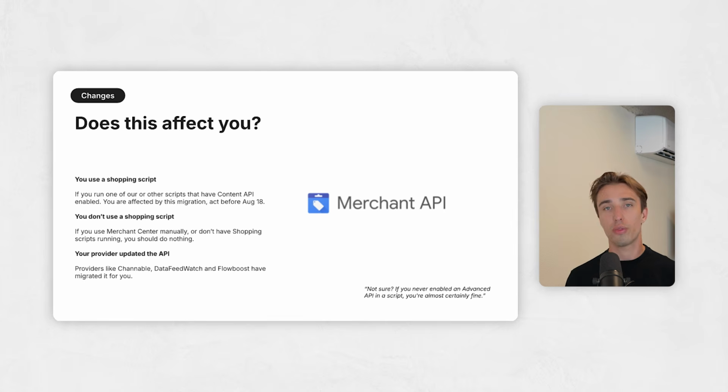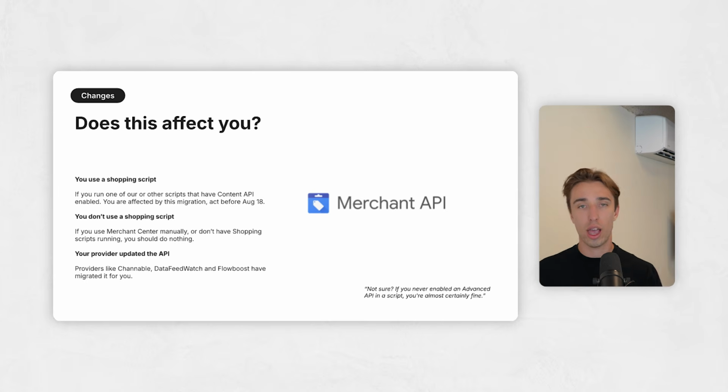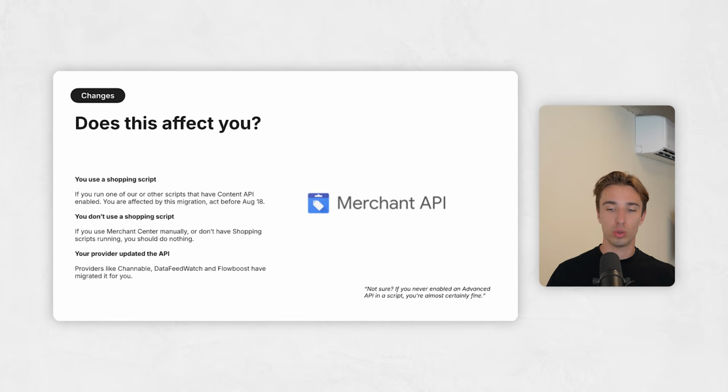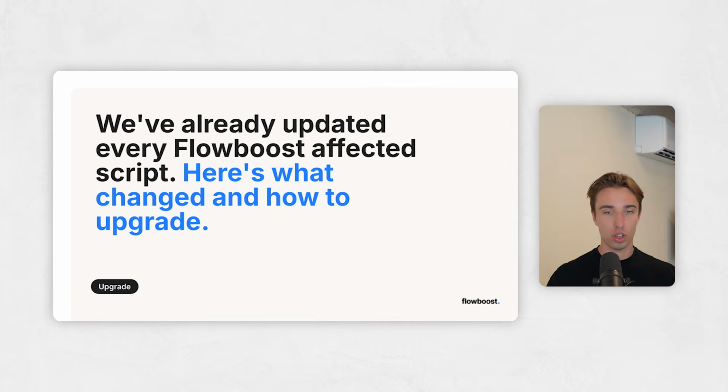So does this affect you? Yes or no? If you use a shopping script where the Content API is enabled, yes, it affects you. If you don't use a shopping script, no, it doesn't affect you. So if you don't have an e-commerce client, it doesn't affect you. And the third option is if you have a data provider like Channable or DataFeedWatch or Flowboost like ourselves, then your provider should have migrated already. If you're not sure, you can go to the advanced API in the script and see if you've enabled it.